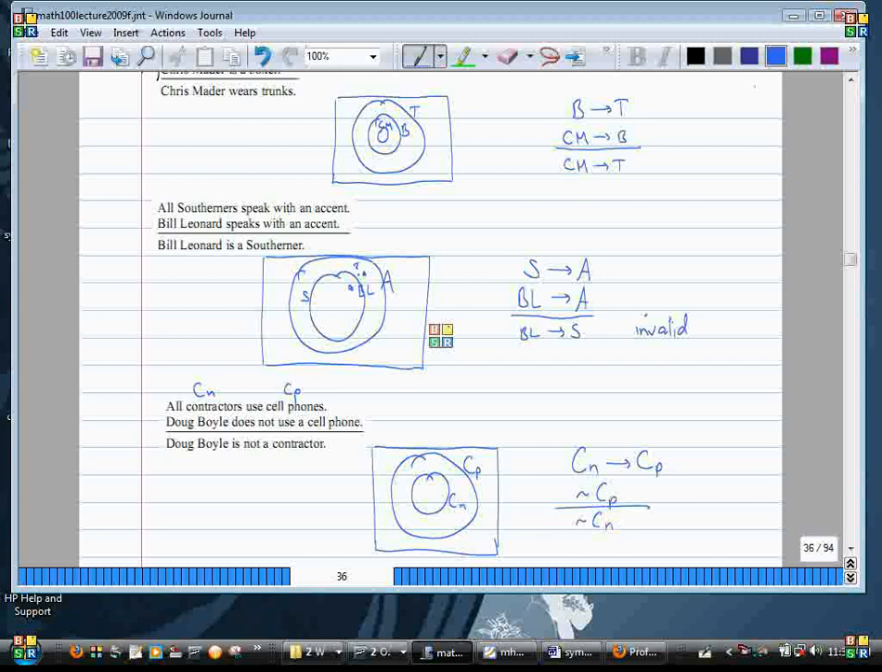Exactly. So the first statement, if a person is a contractor, then a person uses a cell phone, gives us this picture with one circle inside the other circle. Next, we know not cell phone. So not cell phone, if you like, tells us that we are out here. I've changed the grammar around to simplify it so you don't need this extra circle and this extra statement, this extra object to worry about.